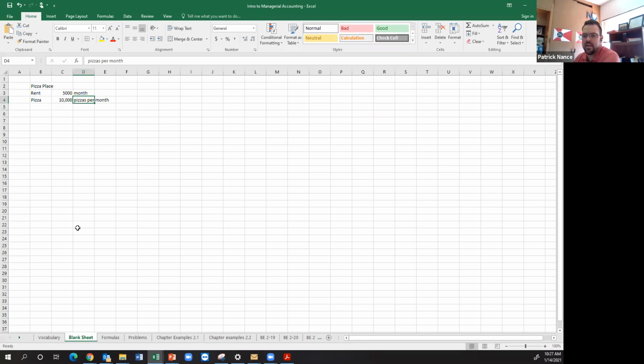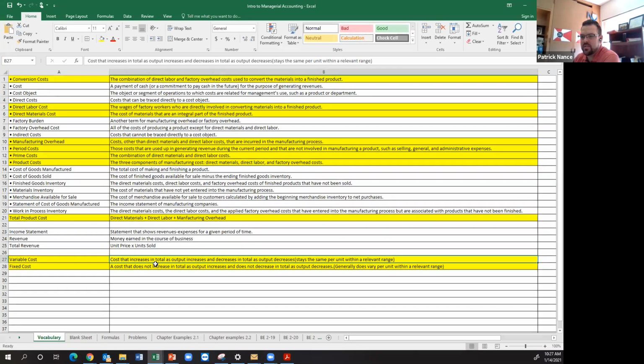If I go beyond that, then that would be outside my relevant range because I would have to add space or add facility or add elements to it. So a variable cost is a cost that increases in total as output increases and decreases in total as output decreases, but generally stays the same per unit within a relevant range. A fixed cost, on the other hand, is kind of just the opposite. It does not increase as output increases and does not decrease as output decreases. But again, generally it does vary on a per unit basis within a relevant range.